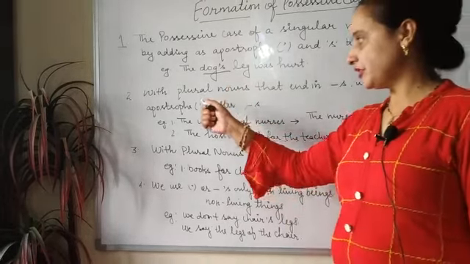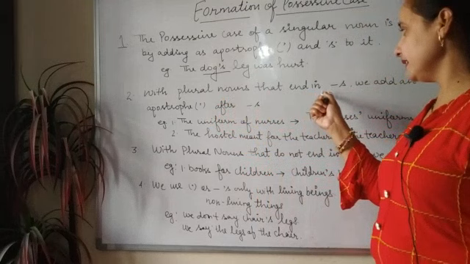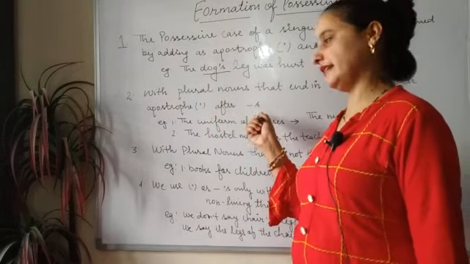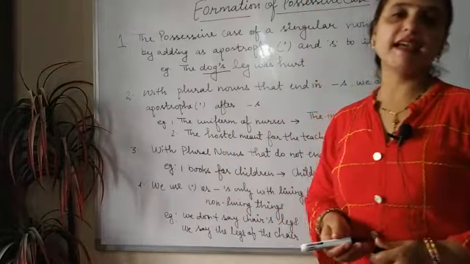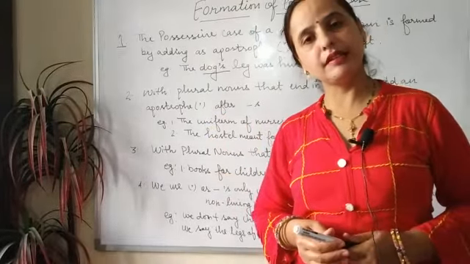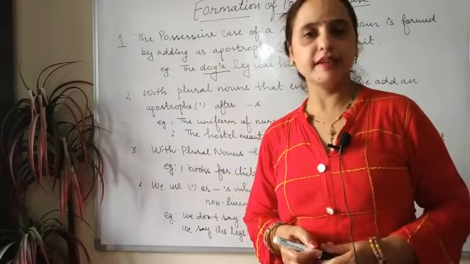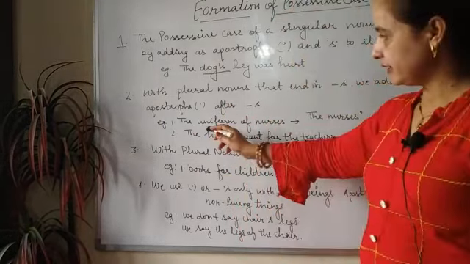Second one, with plural nouns that end in s, we add an apostrophe after s. There are plural nouns which end with s. We do not need to add s. We add only an apostrophe. In the example, you can see the uniform of nurses. Nurses is the plural noun. When I made the possessive case of this noun, the nurses', I used only an apostrophe.